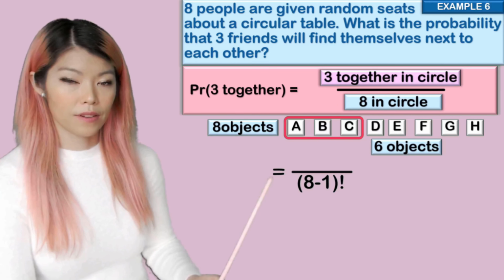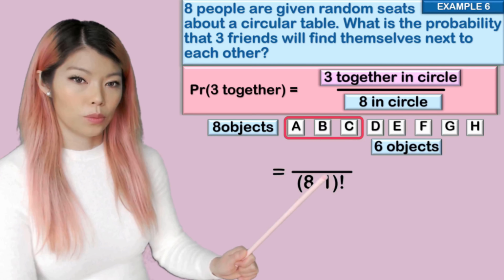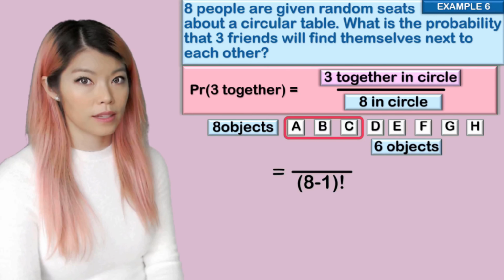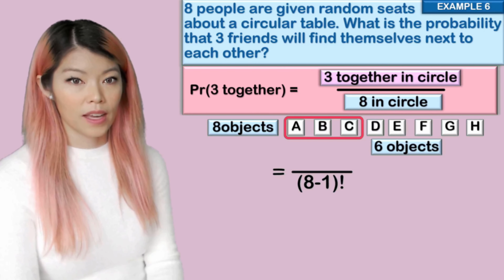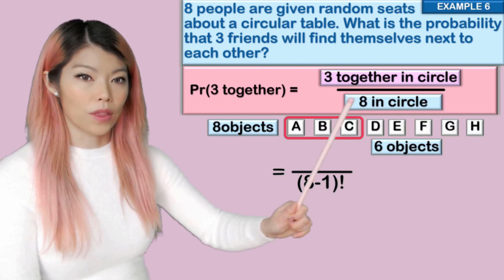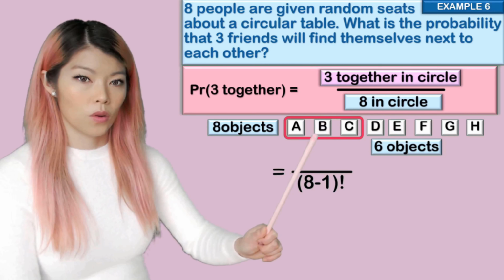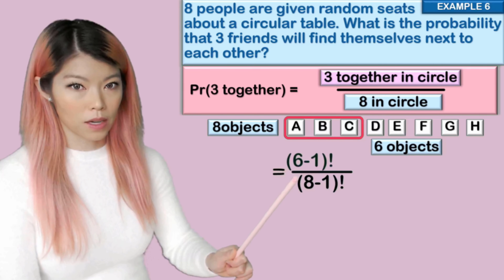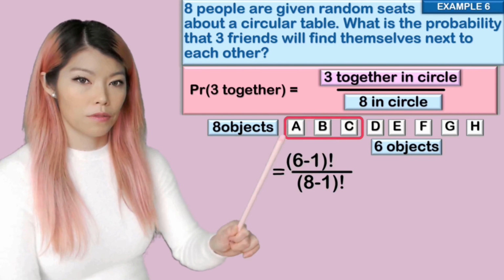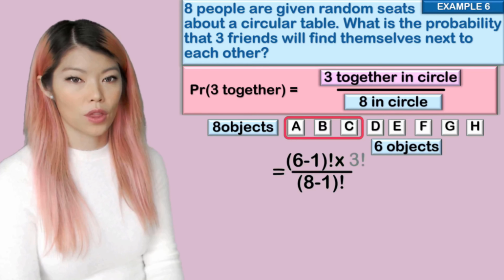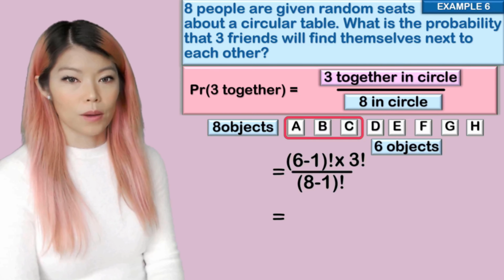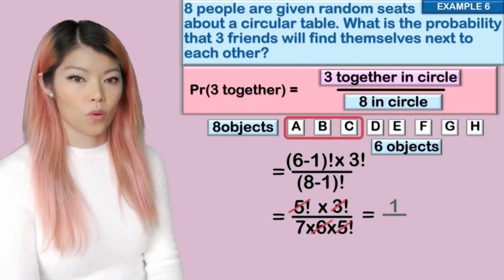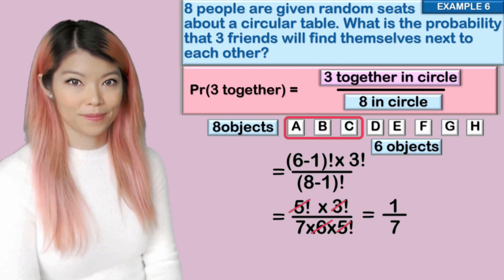So what do we have? The 8 in a circle would be 8 minus 1 factorial, because the circle formula is n minus 1 factorial. And then with 3 together, that will be 1, 2, 3. We said 6 groups, but in a circle, so 6 minus 1 factorial, times the different arrangements of ABC, which is 3 factorial. So now put that in the calculator and you should come up with 1 over 7.